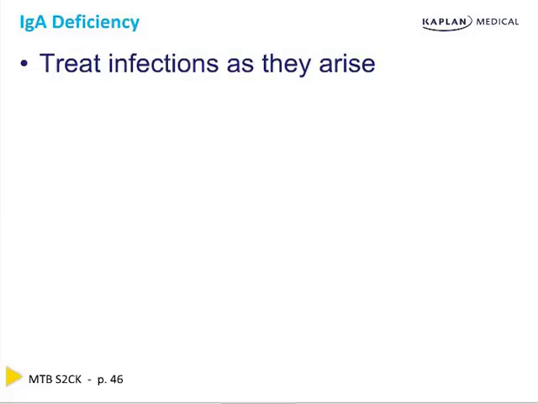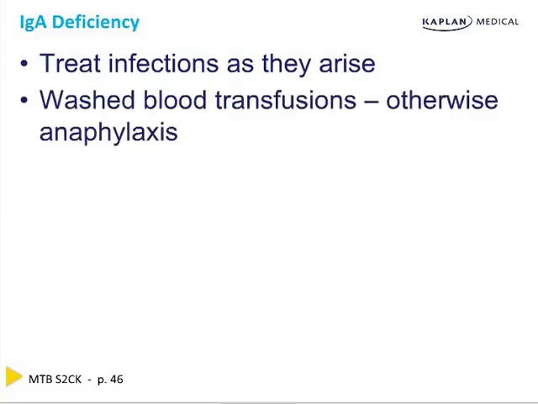Say you had a patient present to you who was anemic. You gave them a blood transfusion and they went into anaphylaxis. You're able to stabilize them, but what do you do long term? Well, they will have recurrent sinopulmonary infections, so you must treat the infections as they arise with antibiotics. For future blood transfusions, they must be washed packed red blood cells.